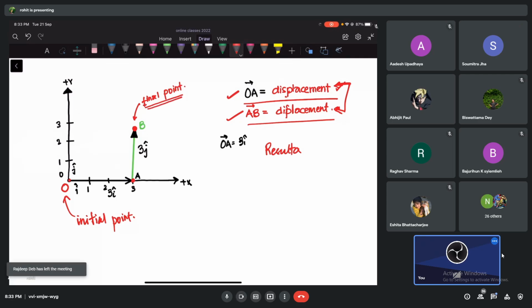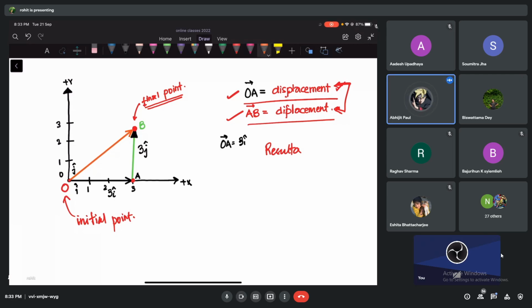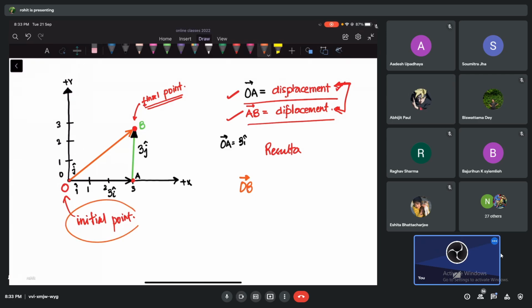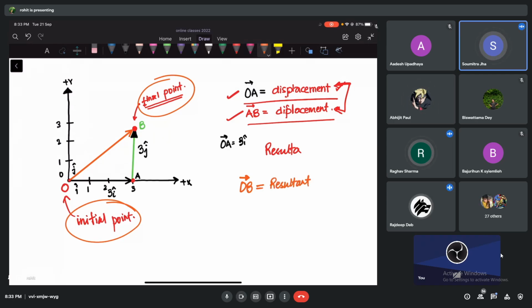Okay. So I'm going to draw an arrow now, and think about this. What is this vector, guys? Total displacement. Oh, sorry. Not O to A, but from O to B. Let's be clear. What is O to B? O to B represents a vector from initial point to final point. This is our displacement, or resultant displacement. Resultant displacement.